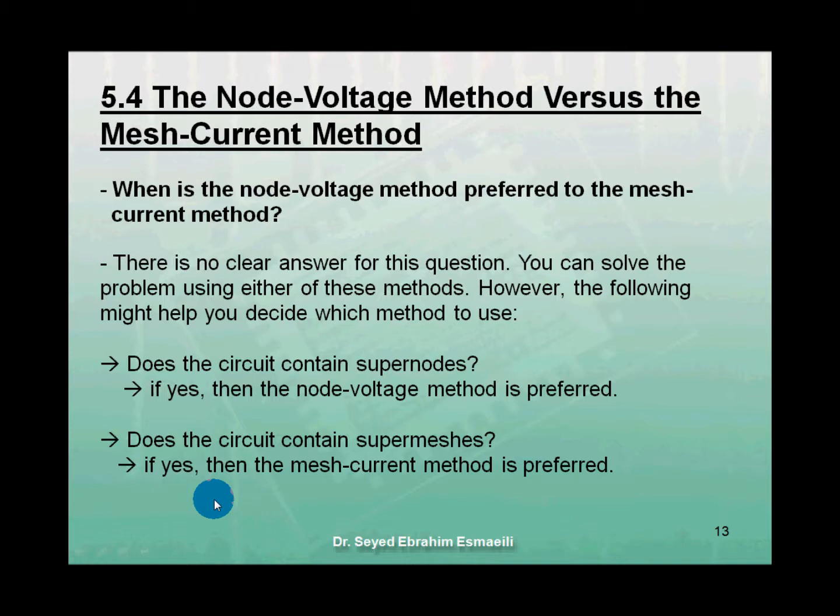Now that we have learned about the node voltage method and the mesh current method, the question is, when should we use the node voltage method or the mesh current method? There is no clear answer for this question. However, if the circuit contains supernodes, then the node voltage method is preferred. If the circuit contains supermeshes, then the mesh current method is preferred. We should check for the number of essential nodes and the number of meshes to check which method will give us the fewer simultaneous equations to solve.